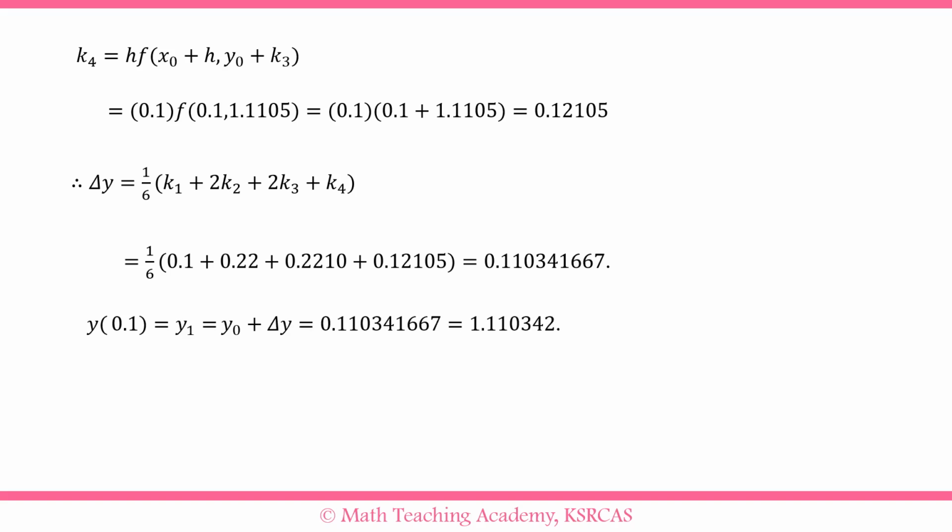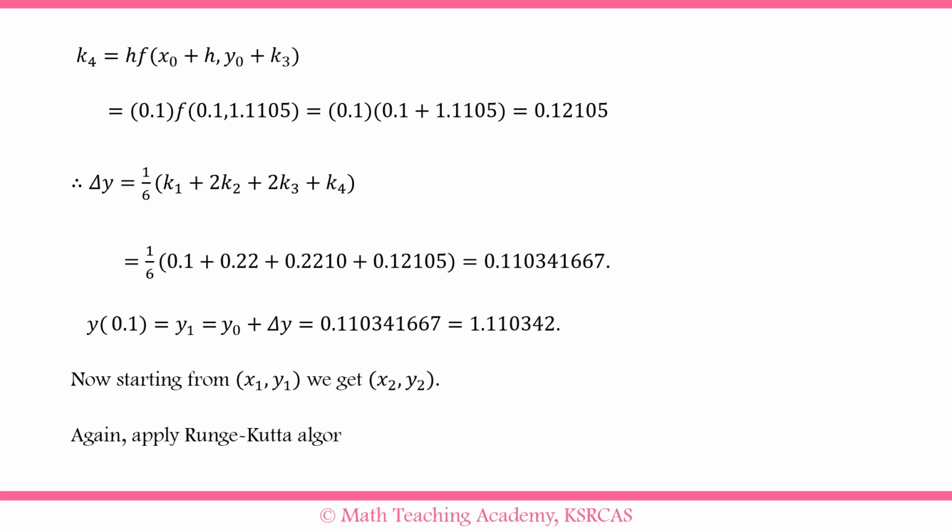Next find y of 0.1 equal to y1 equal to formula y naught plus delta y. Write y naught value plus delta y value. So the answer is 1.110342. Now starting from x1, y1 we get x2, y2. Again apply Runge-Kutta algorithm replacing x0 comma y0 by x1 comma y1.